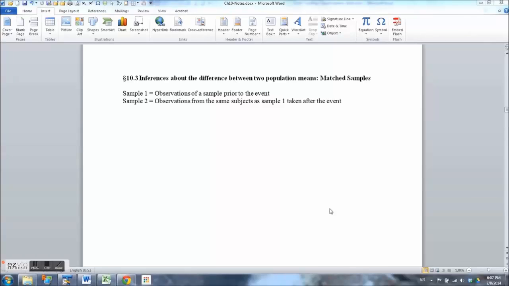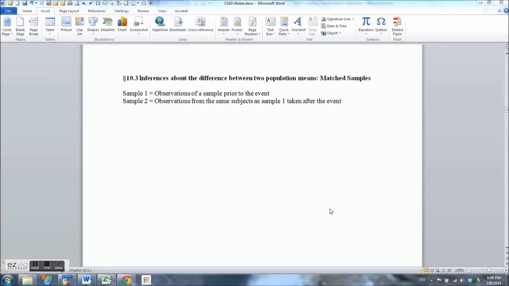Observation 1 is made prior to an event from a sample subject, and observation 2 is made from the same subjects as sample 1 after a given event. For example, suppose you want to test the efficacy of a diet program. You may want to weigh each subject before they go into the program, and then match each observation with the weight after the completion of the program.